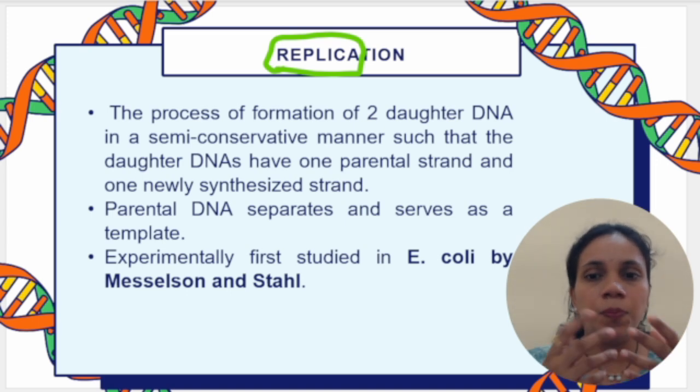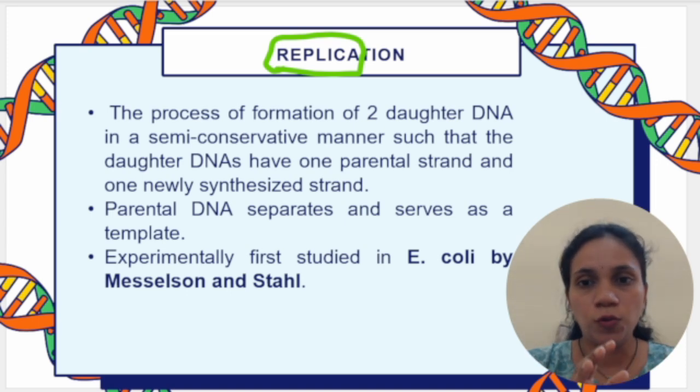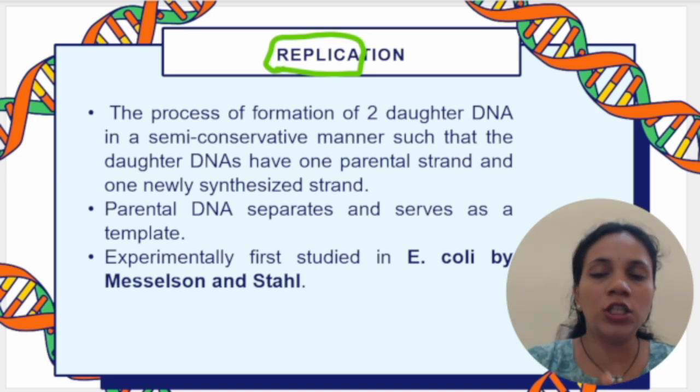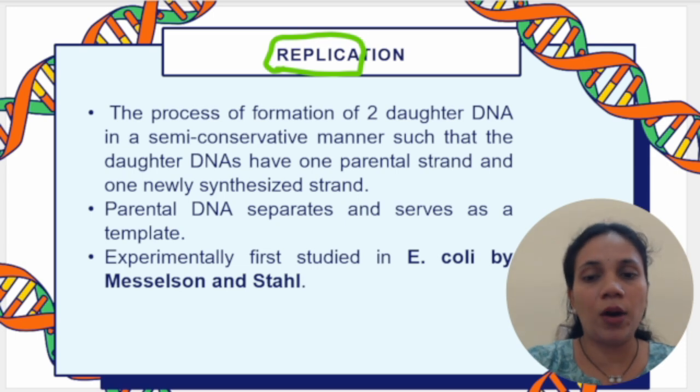What are the advantages of using E. coli? Everywhere people use E. coli. Its generation time is only 20 minutes, so in 20 minutes the progeny would be formed. This makes the experiment easier, and more generations can be studied in a short span of time. So this is the advantage. Let's see how they proved it.